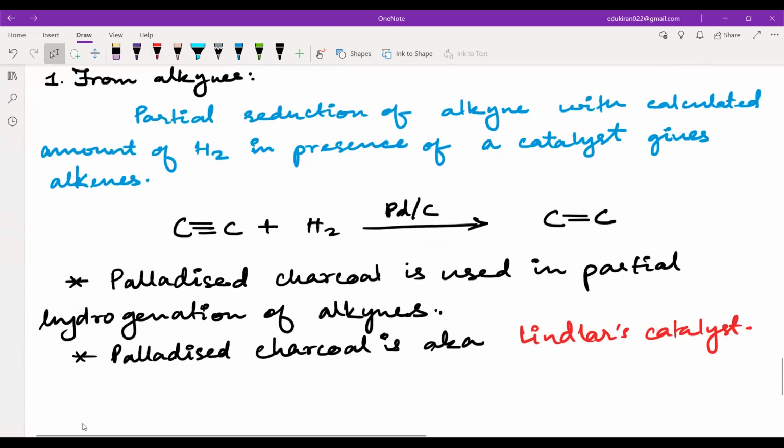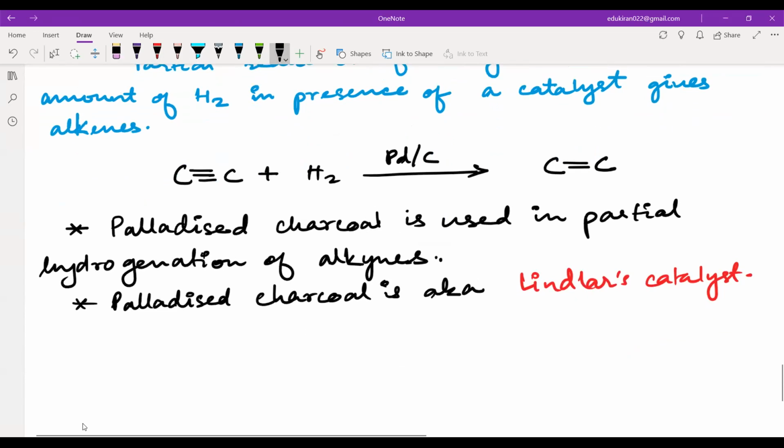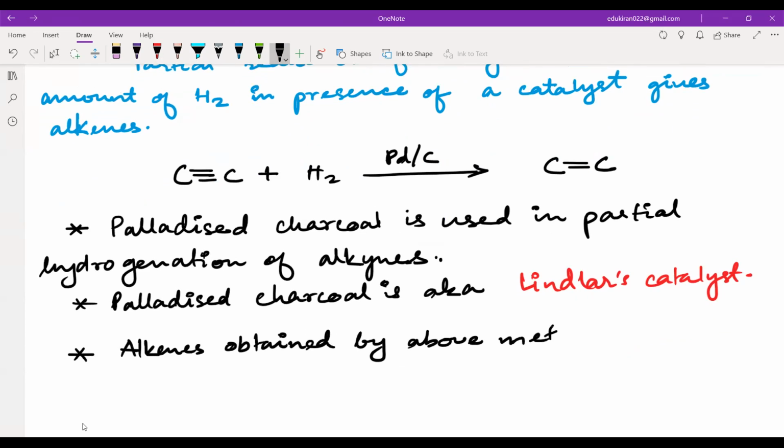Okay, now write one more point. Alkenes obtained by the above method give cis alkenes. They will be giving you what? They will be giving you cis alkenes. Okay.